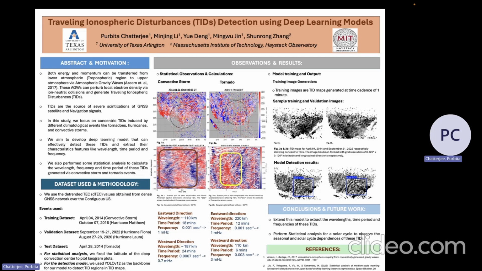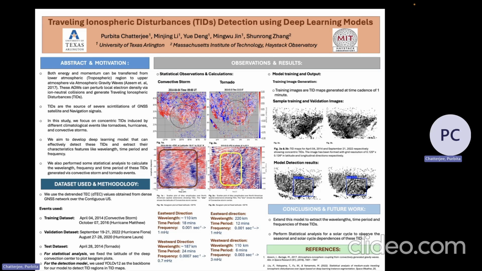Now, these TIDs are a source of severe scintillations in GNSS and satellite navigation signals, and they need to be properly detected. In this study, we are performing a statistical analysis to observe the concentric TIDs induced by climatological events like a convective storm as well as a tornado.